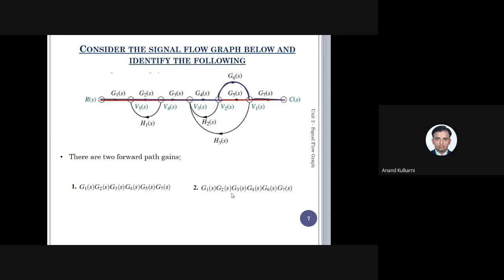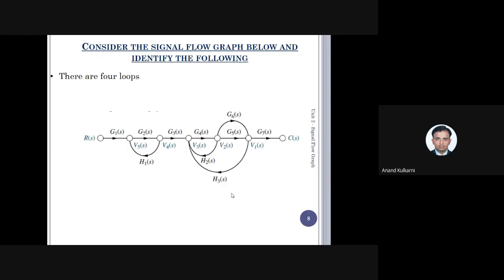Now, what is the difference between a path and a loop? In case of a forward path, the signal starts from one point and goes to another point. But in case of a loop, there is always a feedback. Remember, in case of a loop, there is always a feedback. If there is no feedback, then we cannot consider it a loop. Just observe, there are 4 loops. So this is one loop, that is G2H1. What does this red color mean? It started with 2, went to 3, and returned from 3 to 2. So this red one is one loop.